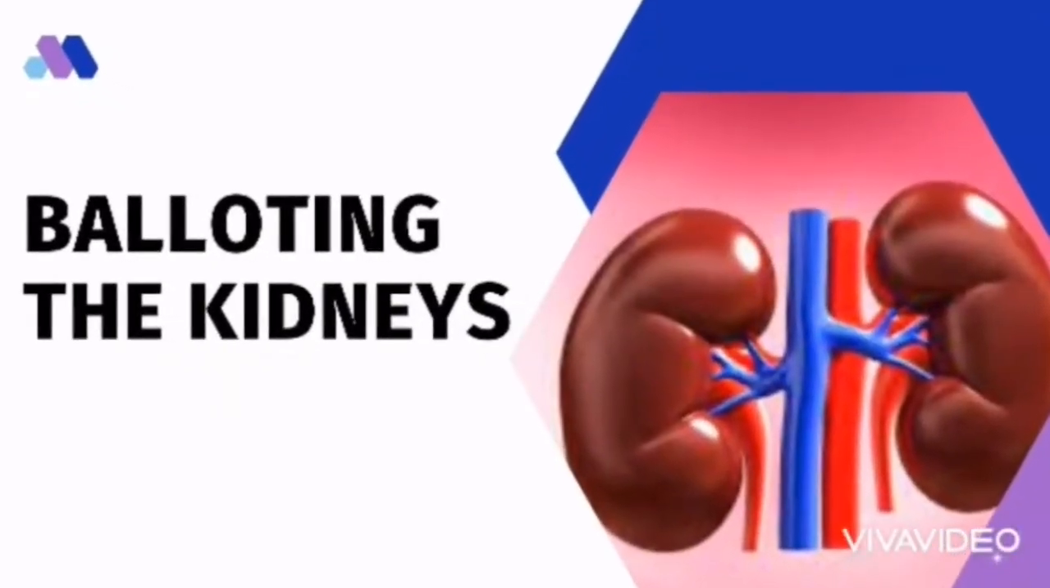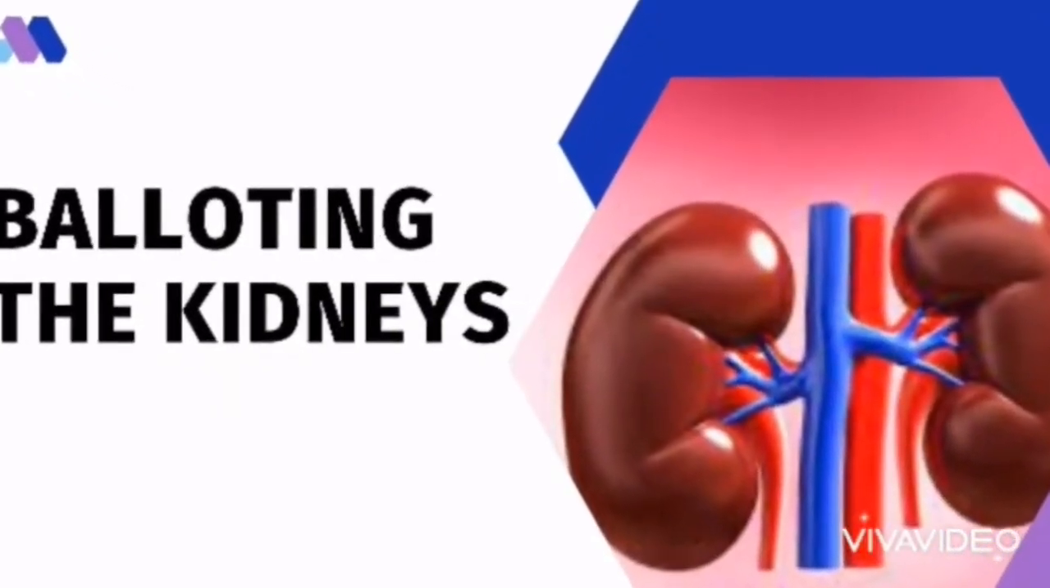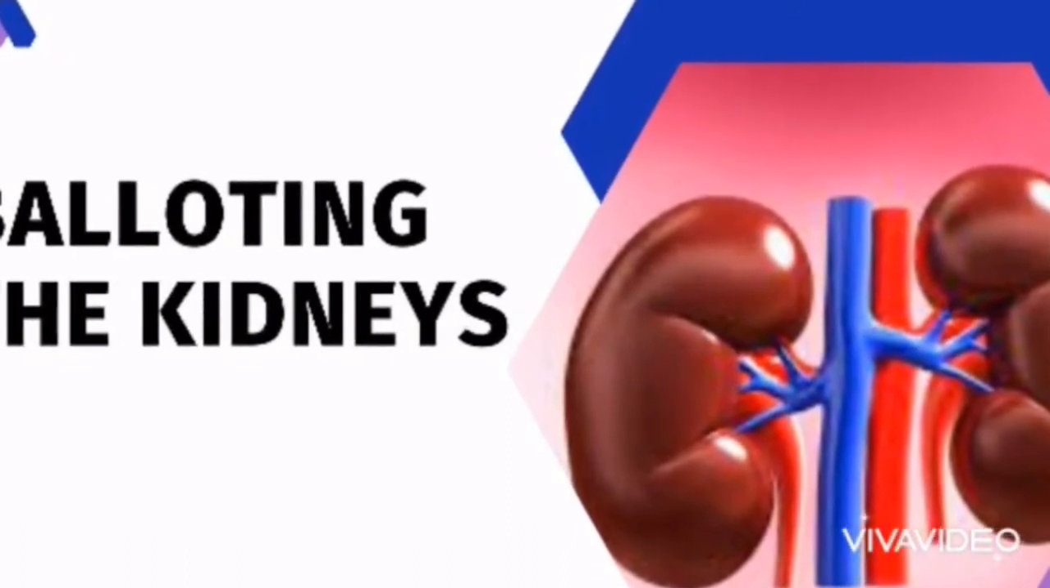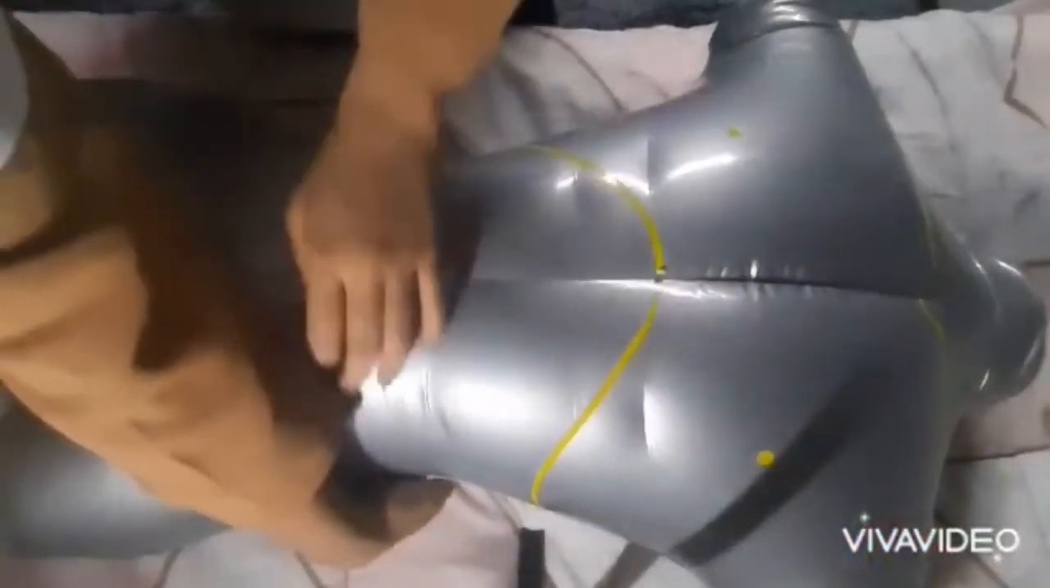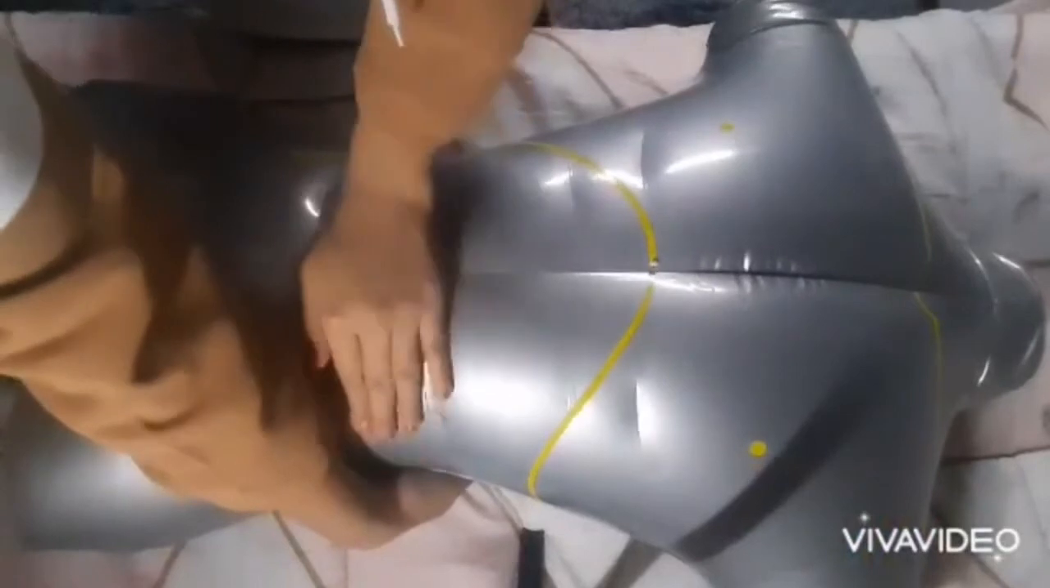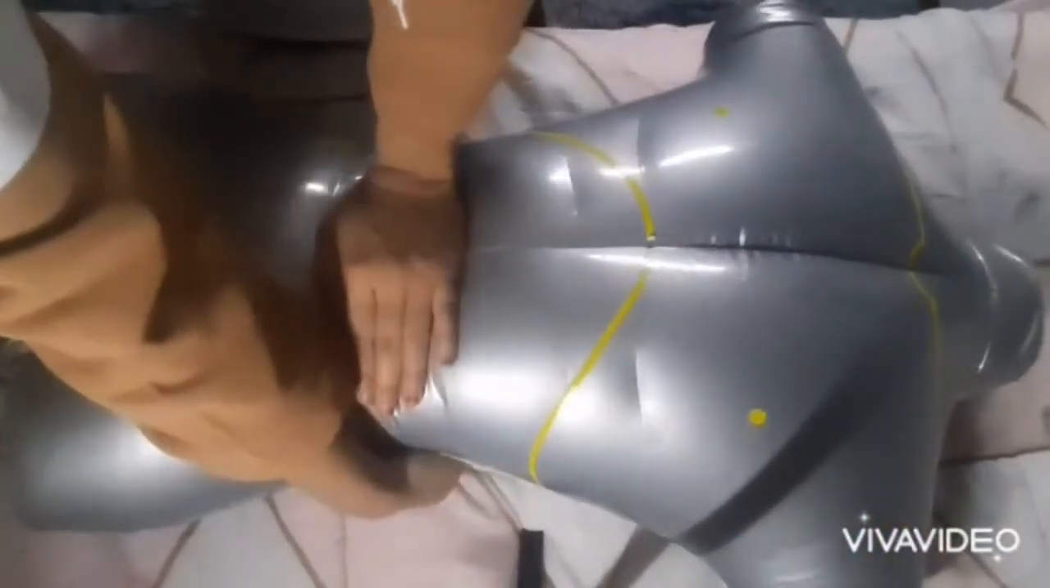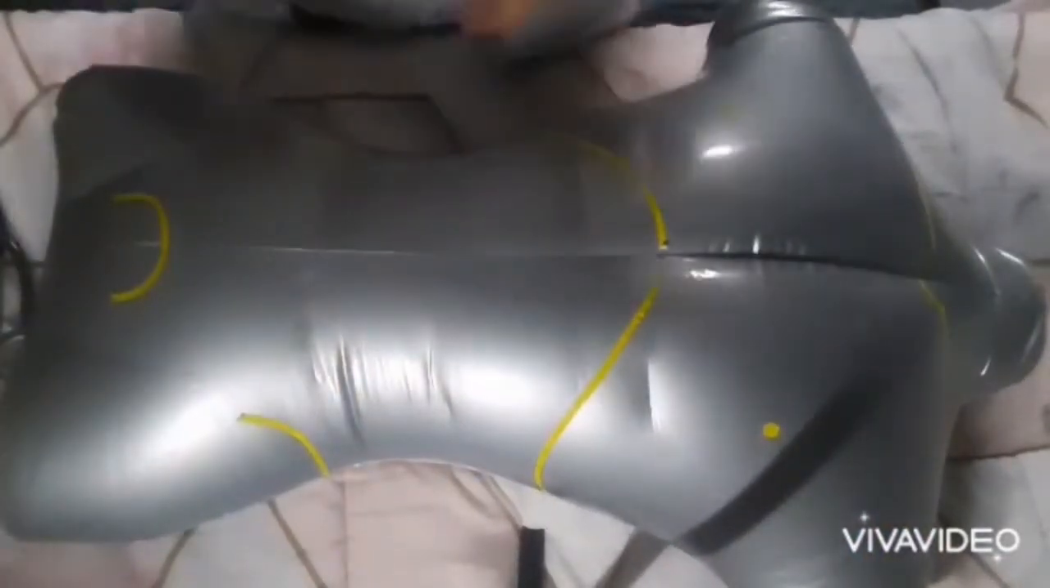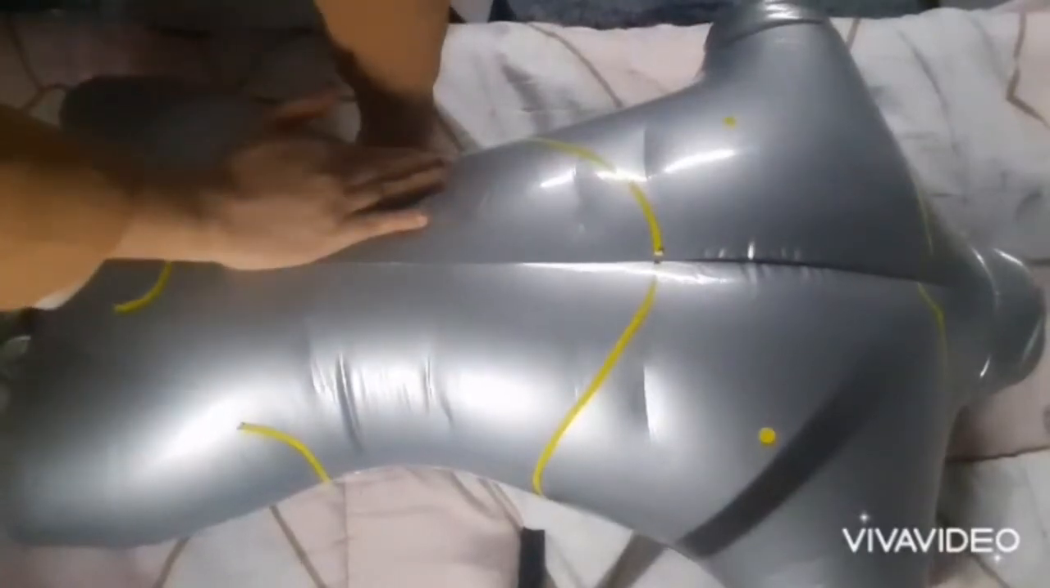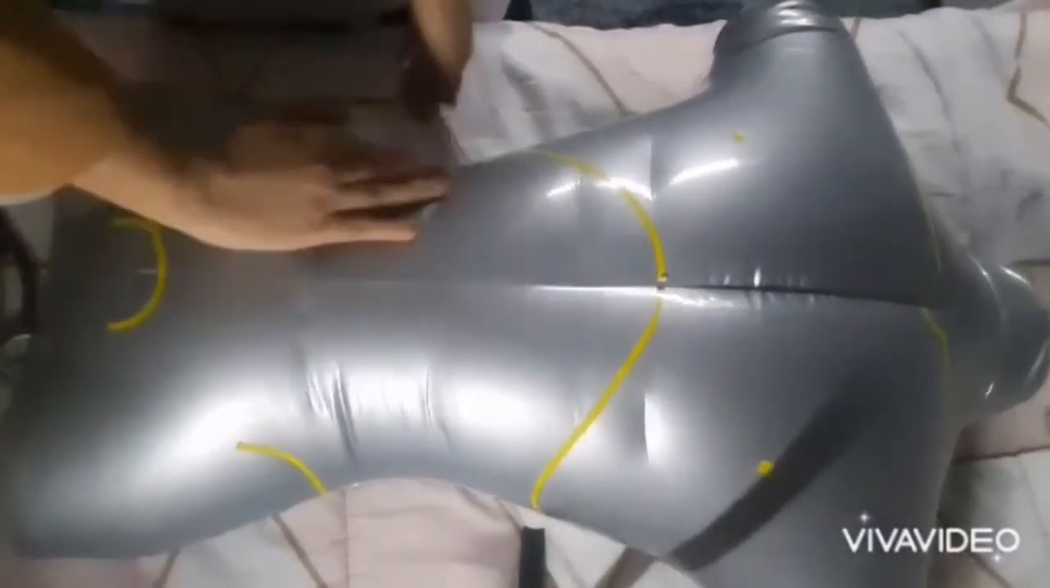Balloting of the kidneys. We will begin with the left kidney and then proceed with the right kidney. The right hand is slid underneath the renal angle. Flex the fingers at the metacarpophalangeal joints to push the contents of the abdomen anteriorly, while placing the left hand on top of the abdomen at the renal angle to palpate for the kidney.